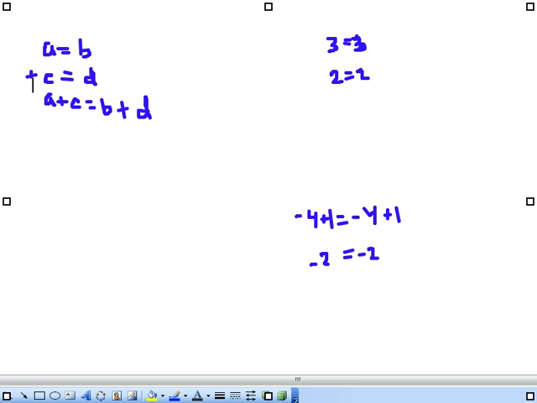All right, now we're going to look at lesson 8.4, and the objective for lesson 8.4 says to solve systems of linear equations by addition or subtraction. And so that's what we're going to be doing in this lesson.